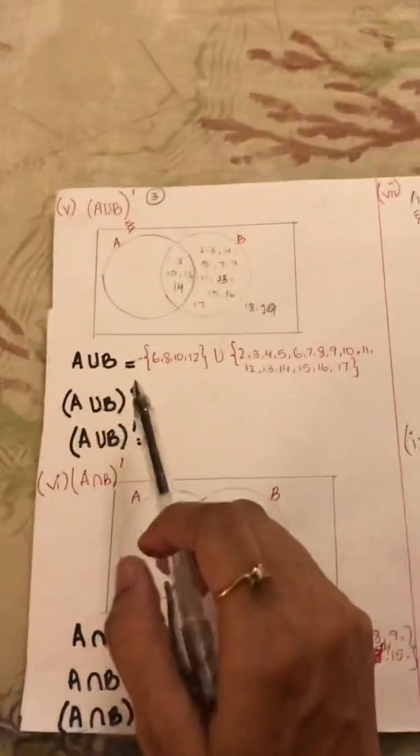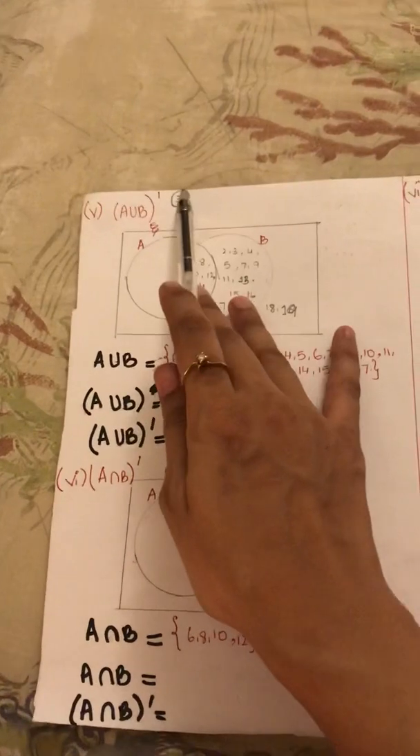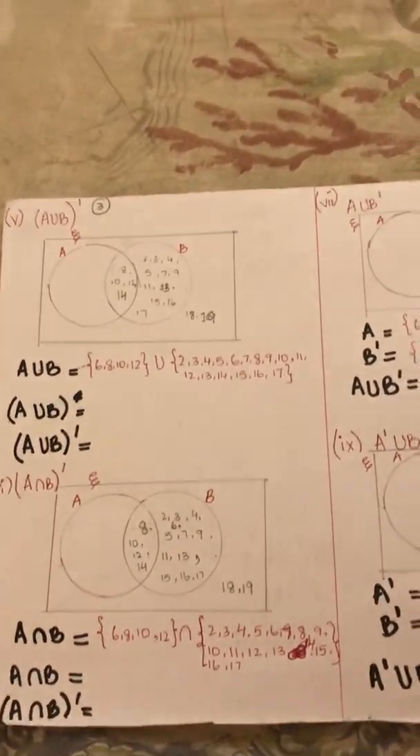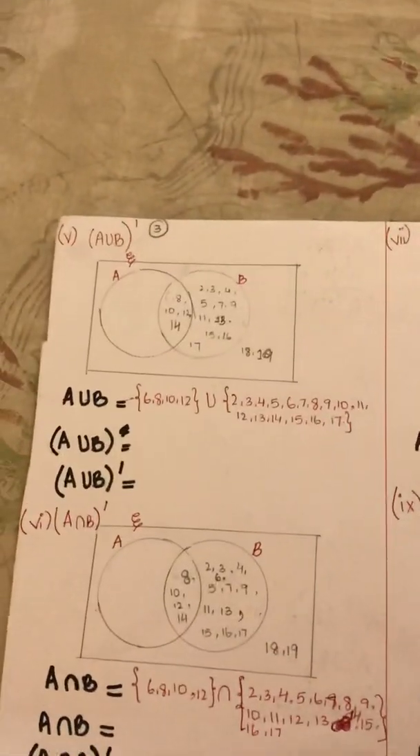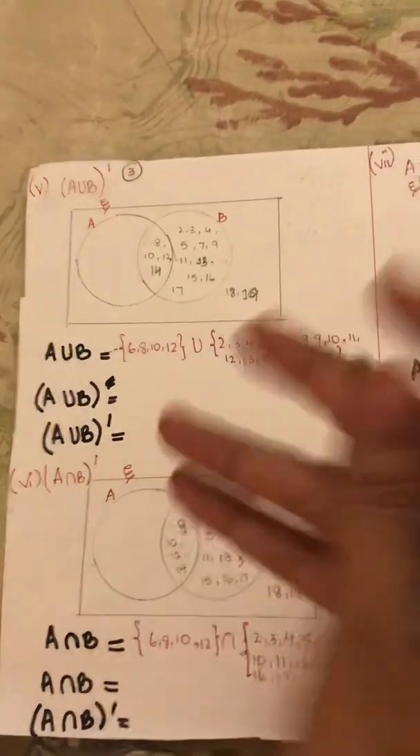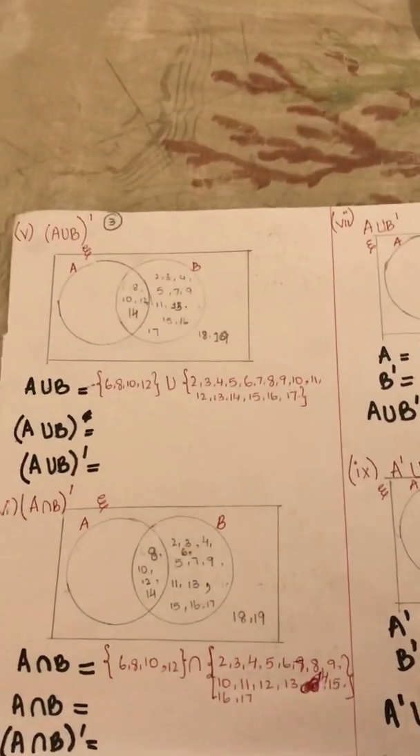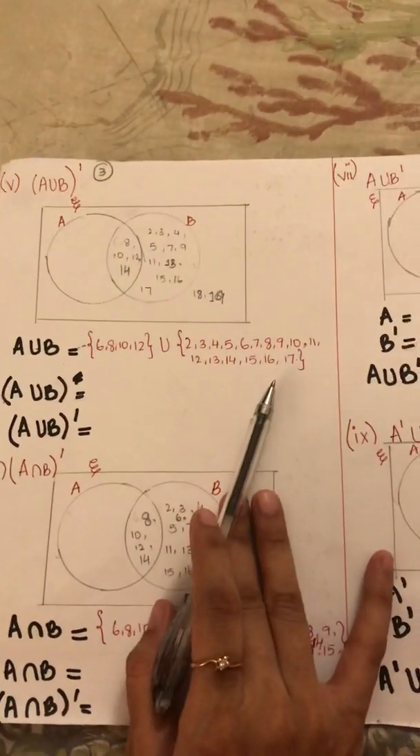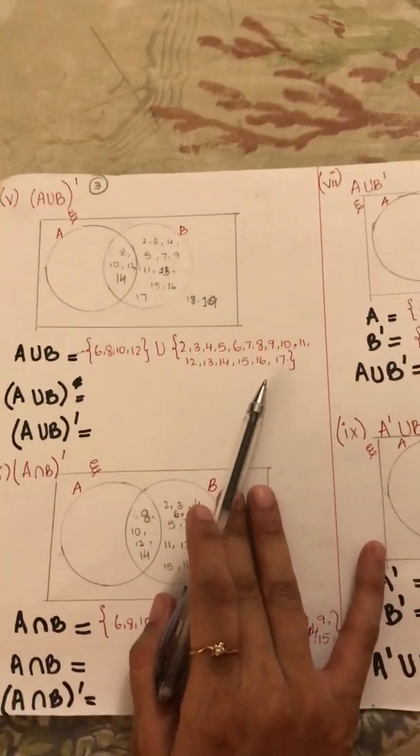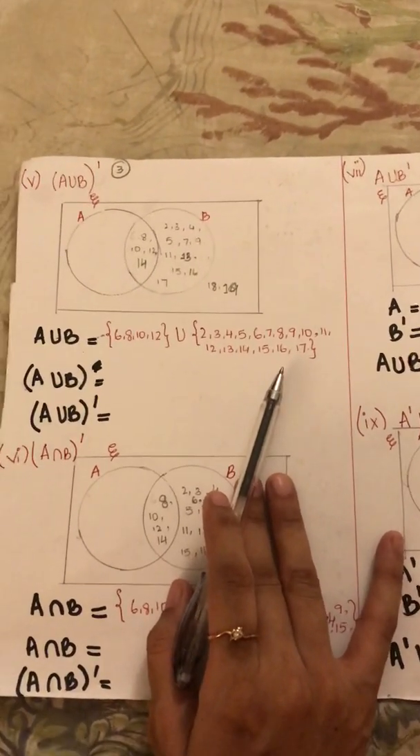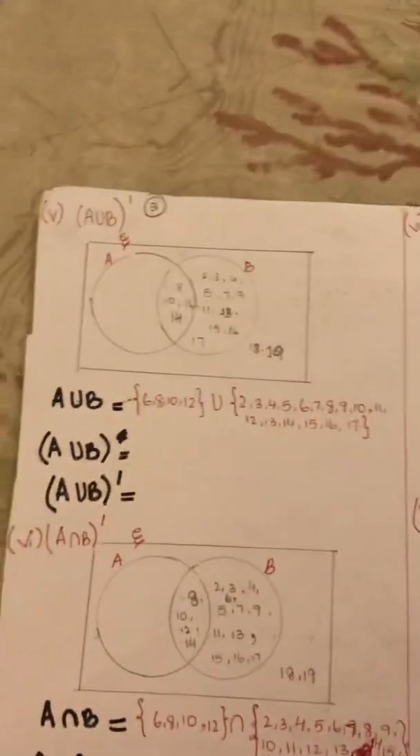Okay, now part 5 says A union B complement. First of all, what we should do is find A union B first, right? First find A union B, and after that you can easily take its complement, okay? So what is A union B?